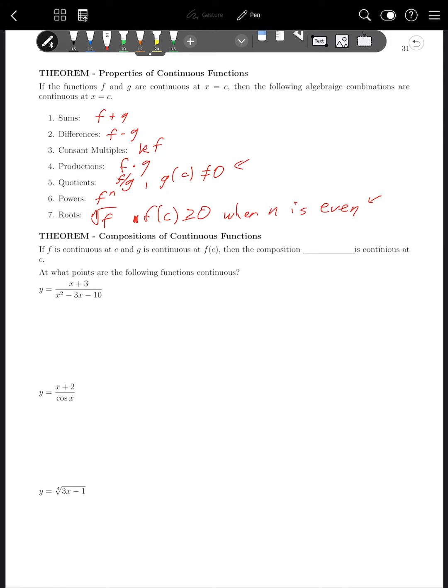Okay, and then also one more thing with composition of functions. So if we combine functions together, if f is continuous at c and g is continuous at f of c, then g of f of c is continuous at c. And this would be true the other way around too. So composition also works this way. What this allows us to do is to break these things down and see if there's anywhere they would not be continuous.